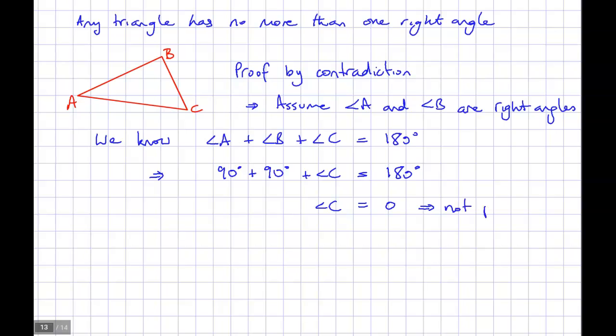This is not possible. It's impossible because all three angles have to be greater than 0. Or not the three angles, since each angle, I suppose, is the best way of describing it. Since each angle must be greater than 0 for it to be a triangle, we have a situation where this is absurd.